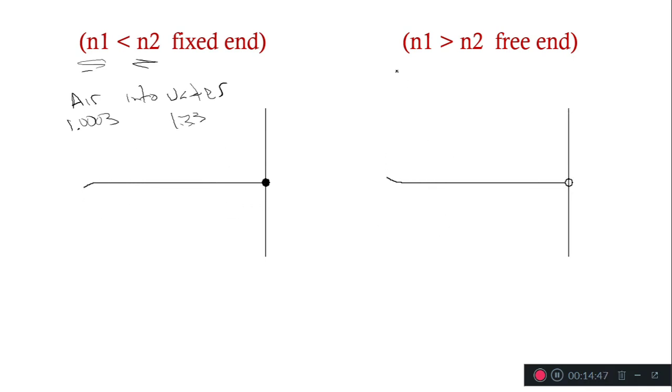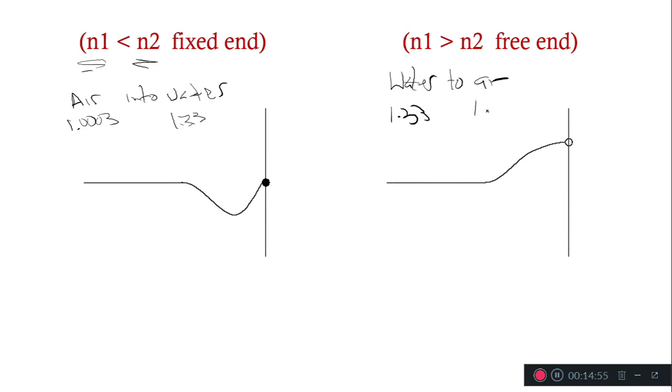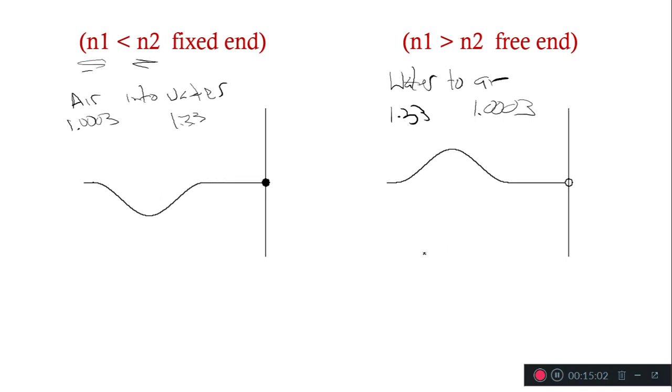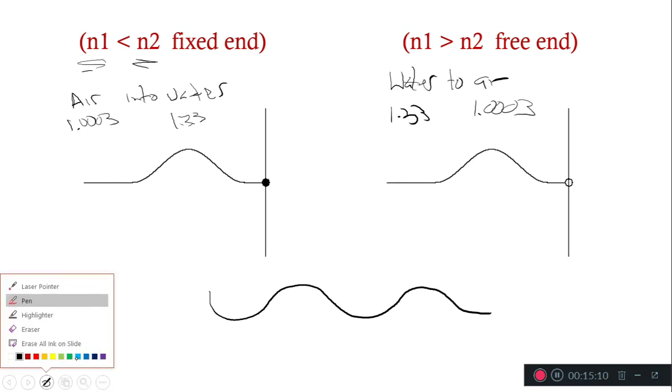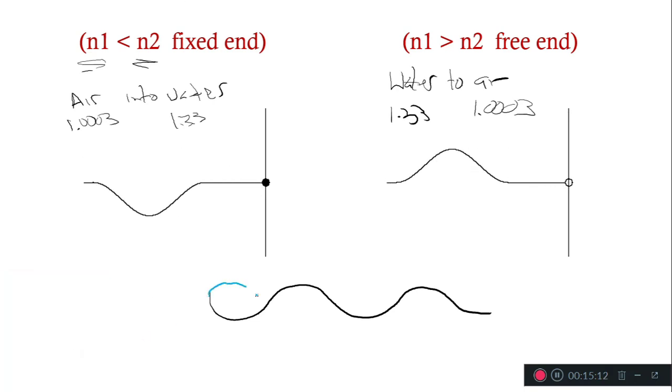Whereas, for instance, if I went from water to air, this would be 1.33 to 1.0003, and I would not get a flip on reflection. So what does it mean to reflect an electromagnetic wave? That is a great question. So let me draw an electromagnetic wave, and let me draw a reflection of that electromagnetic wave.